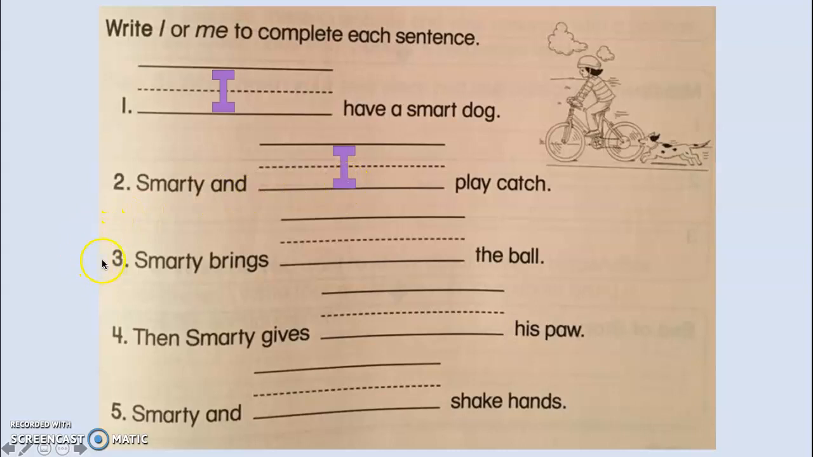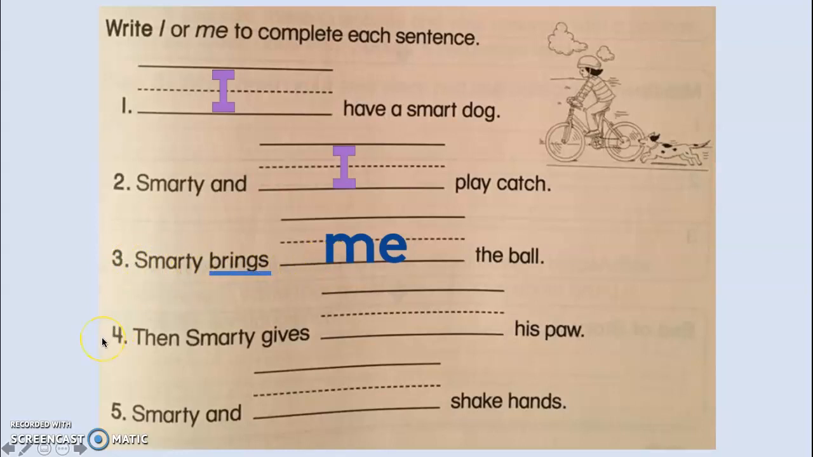Okay, read sentence number 3 out loud. It says, "Smarty brings ___ the ball." Which pronoun could you use to complete this sentence? Ooh, I see a verb right here, an action verb, so that gives me a hint of what pronoun to use. I could say, Smarty brings me the ball. Remember that when you see an action verb, that means that you are going to use the word me after.